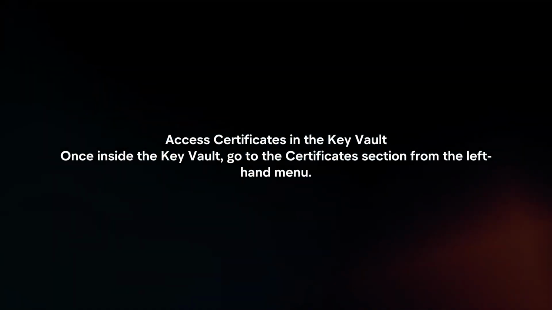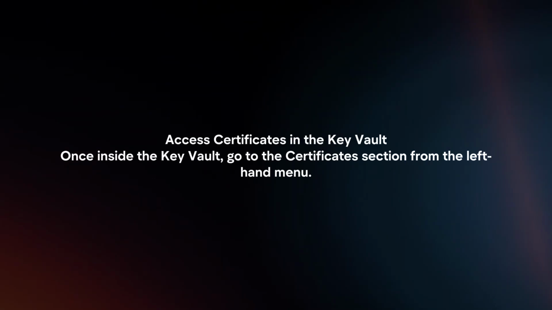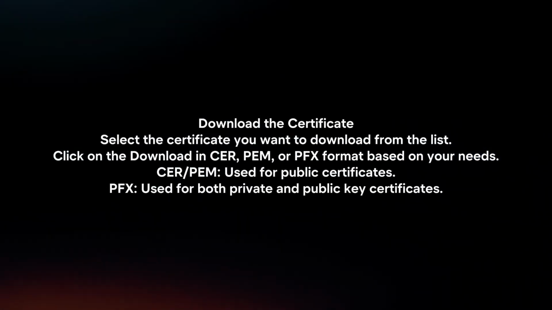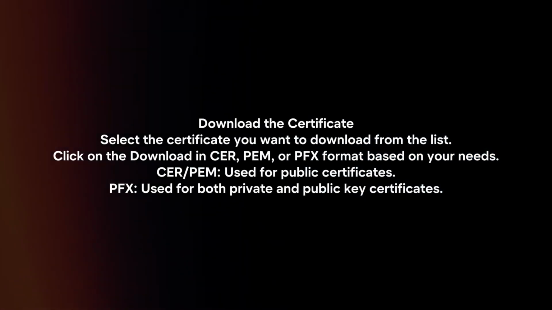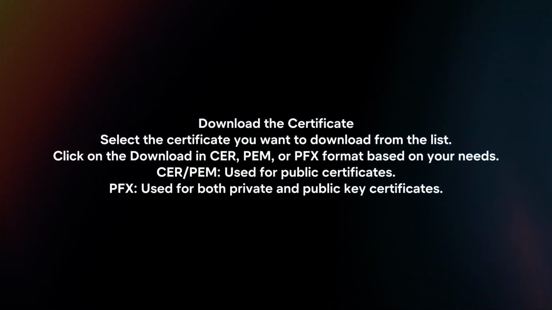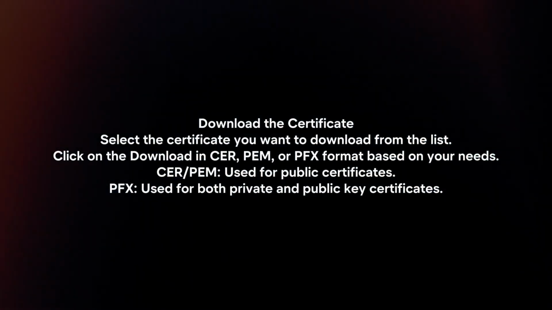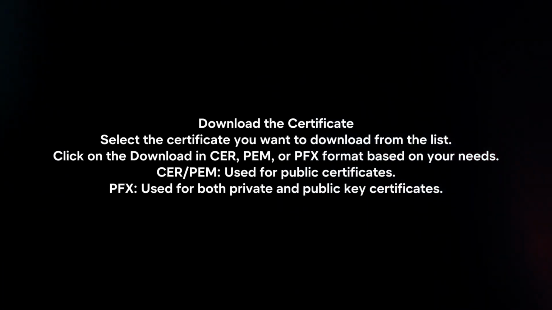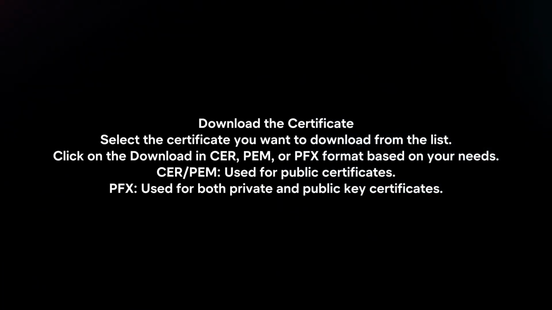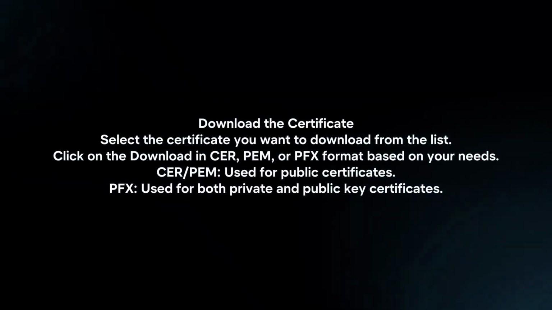Once inside the Key Vault, go to the Certificate section from the left-hand menu. Download the certificate. Select the certificate you want to download from the list. Click on the download in CER, PEM or PFX format based on your needs. CER or PEM, used for public certificates. PFX, used for both private and public key certificates.